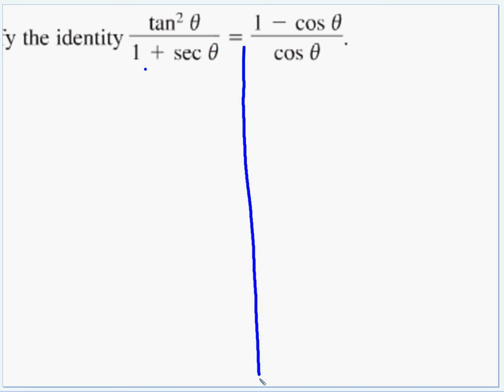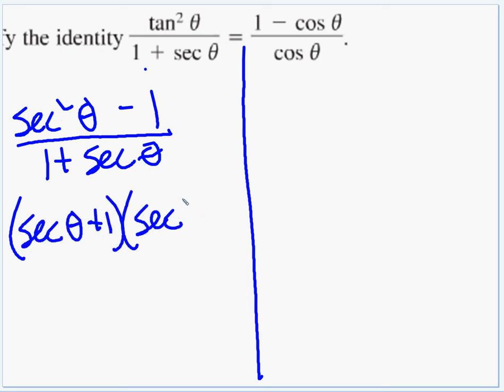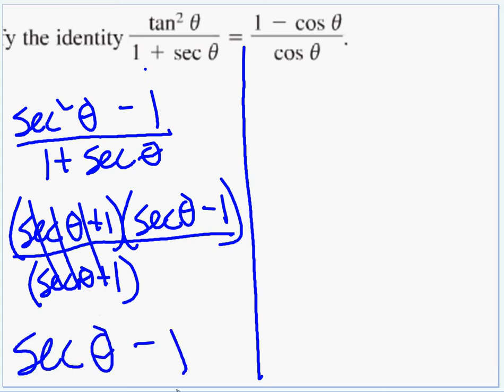Okay, divider line down the middle. And just like we did in the example, that tan squared, we can use a Pythagorean to make that into secant squared minus 1 over 1 plus secant theta. Factor the numerator into a secant theta plus 1 and a secant theta minus 1. And our denominator is 1 plus secant, but we could write that in reverse order. Secant theta plus 1. And we have a cancellation. So we're left on the left with secant of theta minus 1.